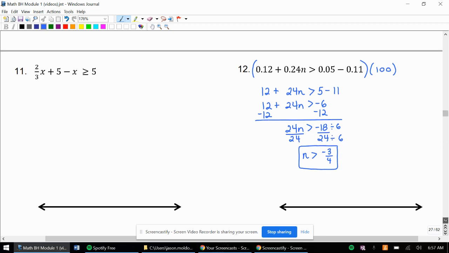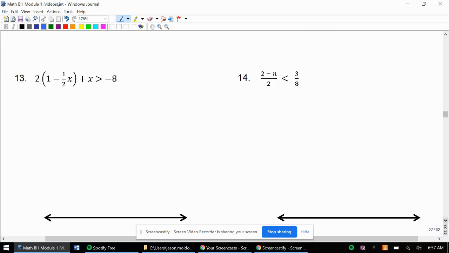We're going to look at 13. This one has a fraction, so we could clear it. But before we do that, just to avoid double dipping, we are going to distribute. 2 times 1 is 2, and 2 times a half is 1x, and a positive times a negative is a negative, plus x is greater than negative 8. So it kind of self-clears.